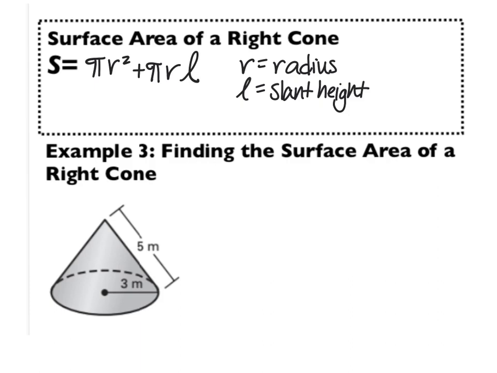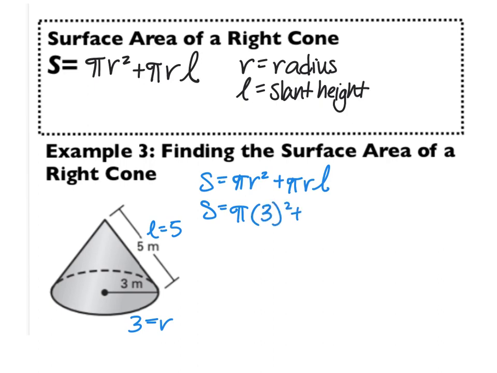So in example 3, we need to find the surface area of a right cone. We are given the radius, 3 equals r, and we're also given the slant height, which is 5. So this is a pretty simple example here. Write your formula first. S equals pi r squared plus pi r L. I see that r is 3 and our slant height is 5.